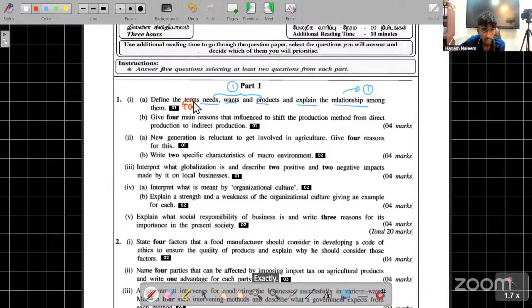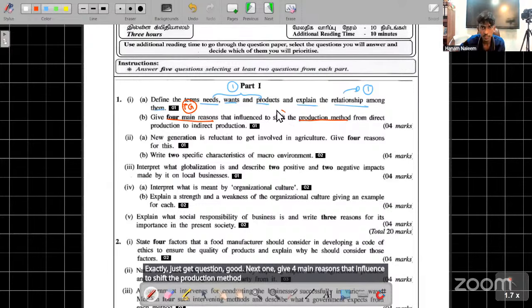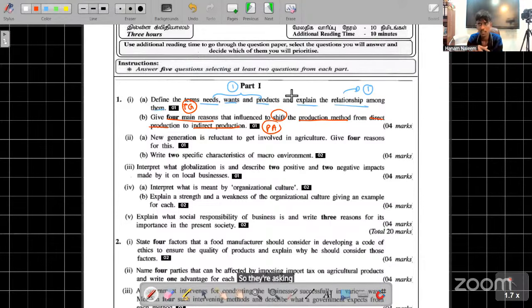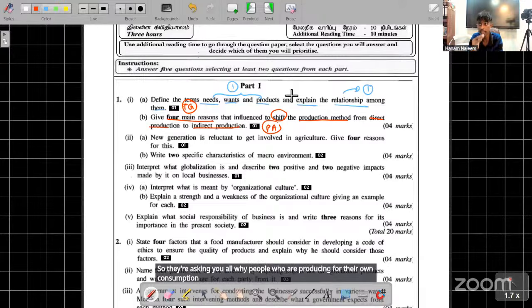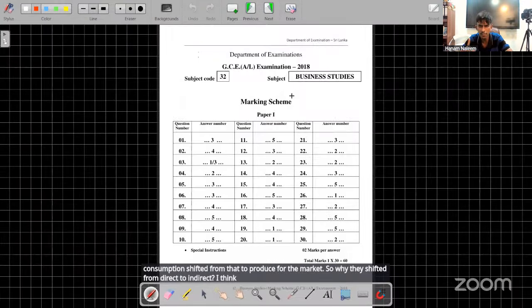Good. Next one, give four main reasons that influence the shift of the production method. Shift means change from direct production to indirect production. A good question. I don't think this is in your teacher's guide, so it's a practical answer. They're asking why people who were producing for their own consumption shifted from that to producing for the market. Why did they shift from direct to indirect? I think in the scheme you don't have a good answer.